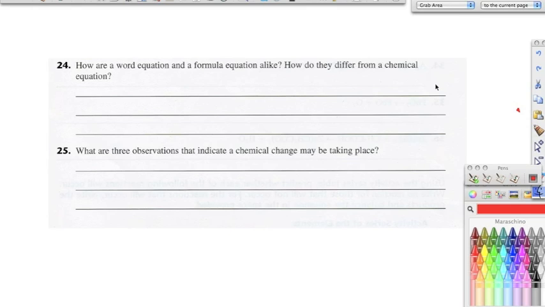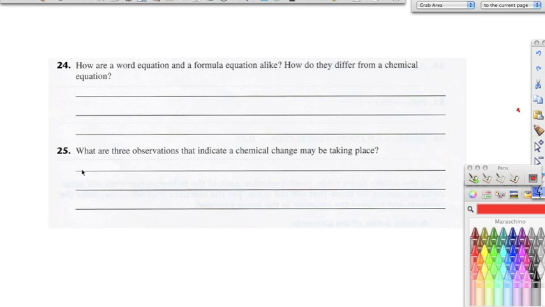quantitative information about them. They don't give us the numbers. So a word equation uses the words, formula equations use formulas. They're alike in that they give us qualitative information, but really the main thing here, remember that word equations use the words to express it out.